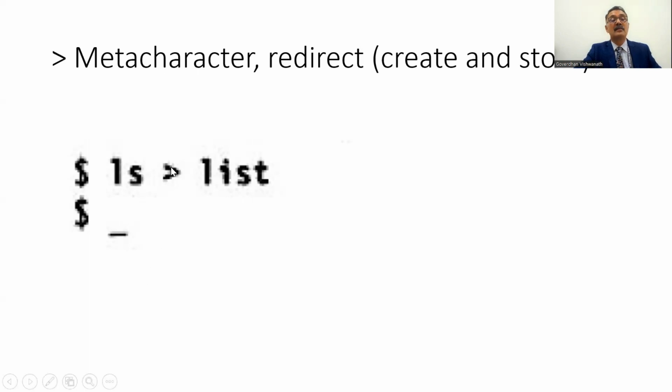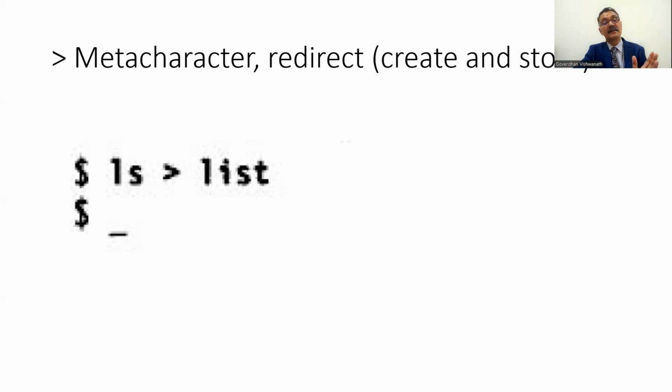This you have seen. Now if I say ls greater than list, nothing is displayed. The dollar prompt comes back and then a blinking cursor. So where did the output go? Why did it not display? ls greater than list means, where did the results go? Where is the result?